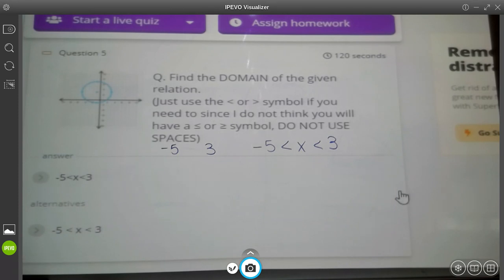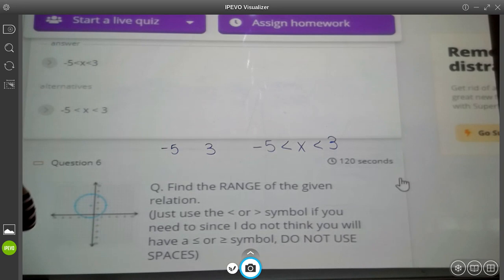All right, if you go to question 6, I'm going to have you guys do this one. It's the exact same graph, but now I want you to find the range. What are the y values that live on this graph? You can click on it. Again, I don't know if it makes it better or worse, but it makes it at least bigger.